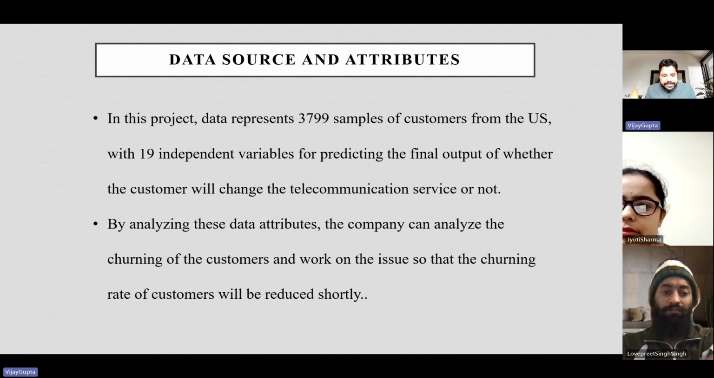Next, by analyzing these data attributes, the company can analyze the churning of customers and work on the issues so the churning rate will be reduced shortly. It also has a great impact on the company, because whenever churn arises and the company forecasts or predicts it, the company starts working on those problems so that it can pull the maximum customers towards them.